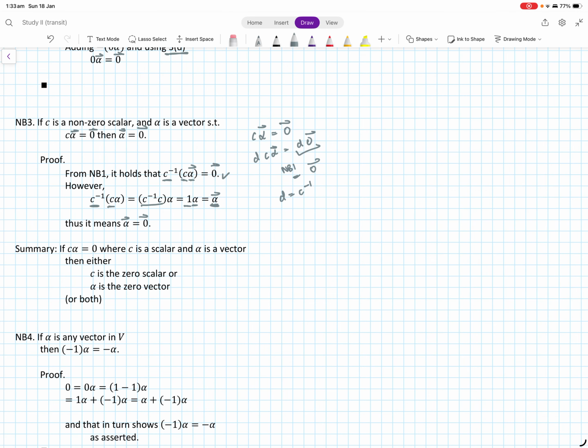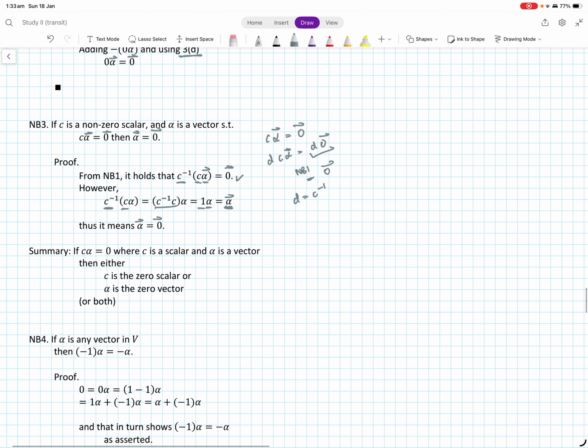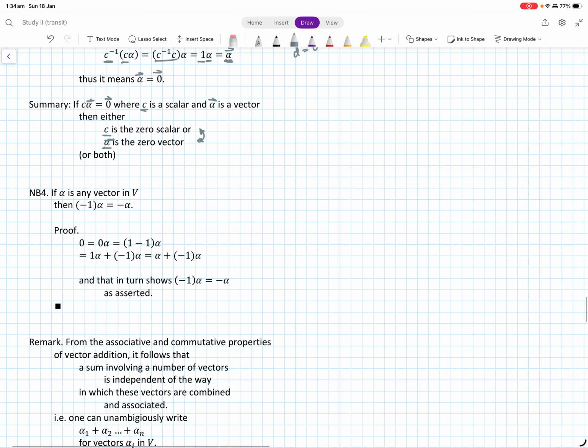Okay, and so what is the conclusion of all of this discussion? Well, we are saying that if it happens that c alpha is the 0 vector, where c is a scalar and alpha is a vector, then one of these is going to happen, or both. So either c is the 0 scalar or alpha is the 0 vector. One of those two things at least has to happen.